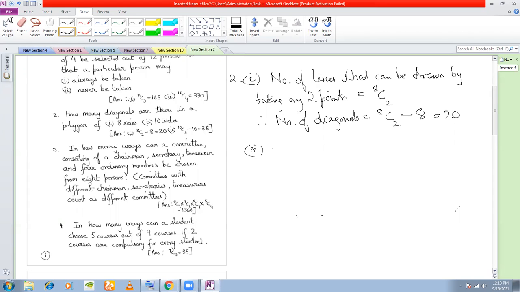Similarly, for the second one also, number of diagonals is equal to 10C2 because it has 10 sides, minus number of sides, which is equal to 35. Okay. So this was an easy enough problem, an interesting problem also.